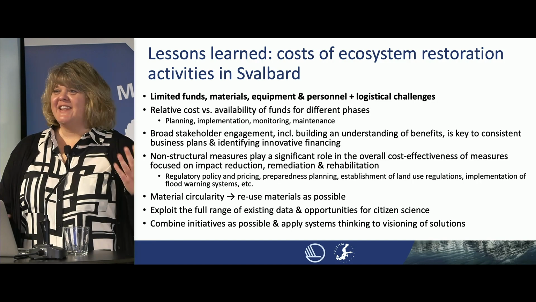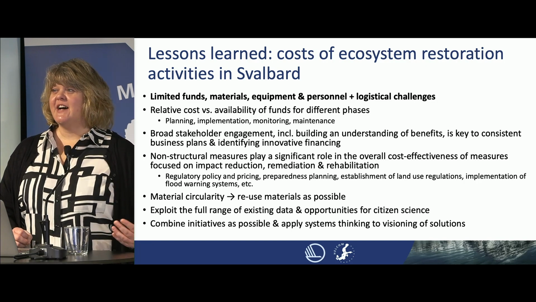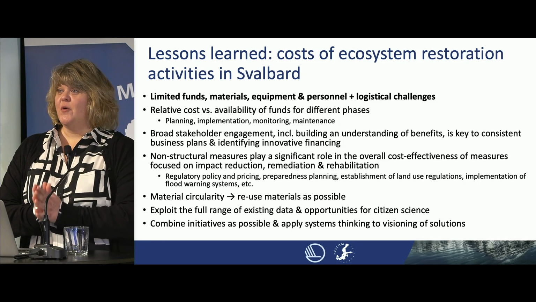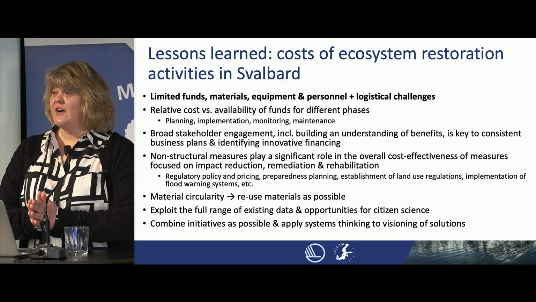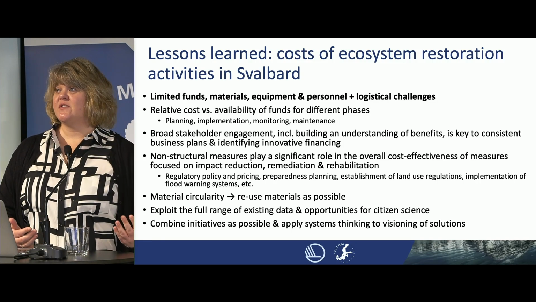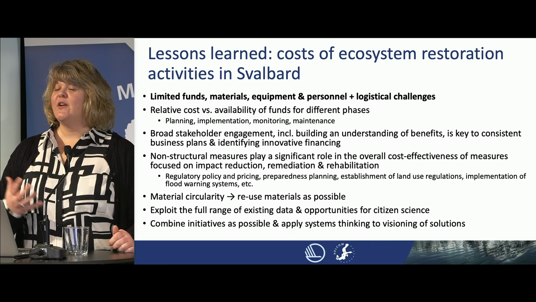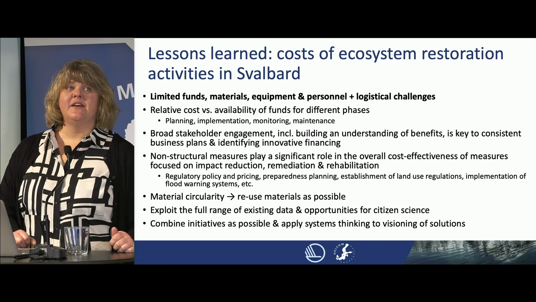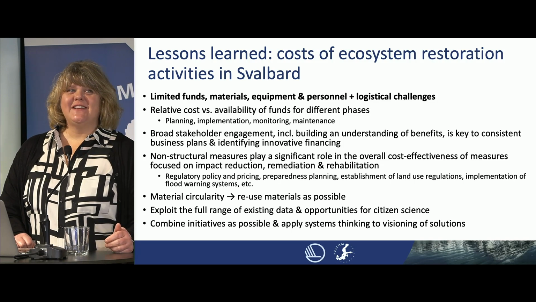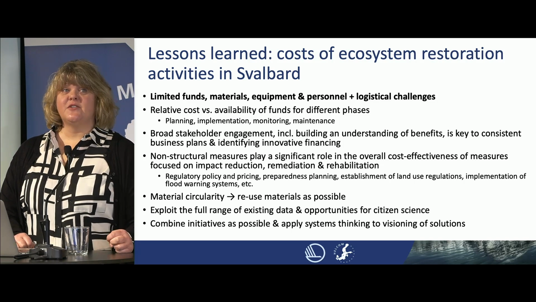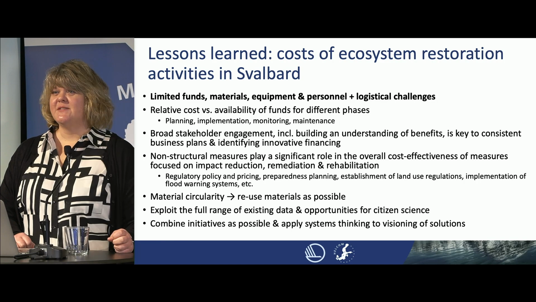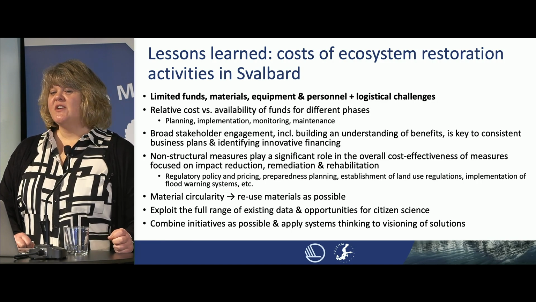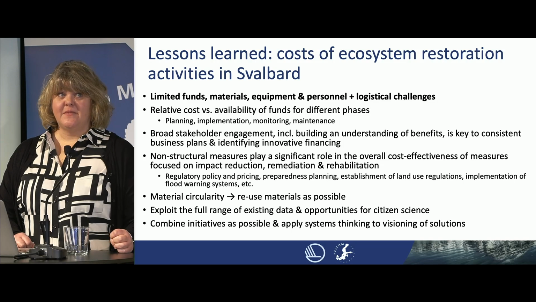Things cost different amounts in different countries, personnel time, materials, but we should have a very good understanding of a ballpark figure and the relative cost: which phases of a project are most costly, and where we can see opportunities to increase efficiency. In Svalbard, we're faced with limited funds, materials, equipment, personnel, and logistical challenges, but that's probably just about anywhere. Maybe more logistical challenges in Svalbard than some other places.